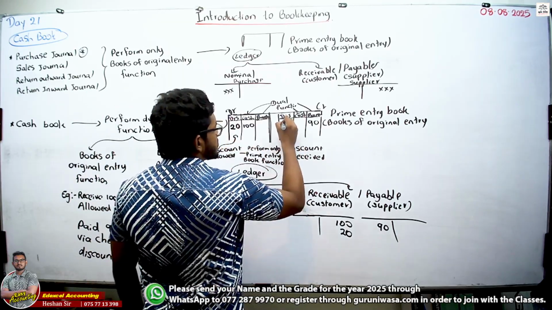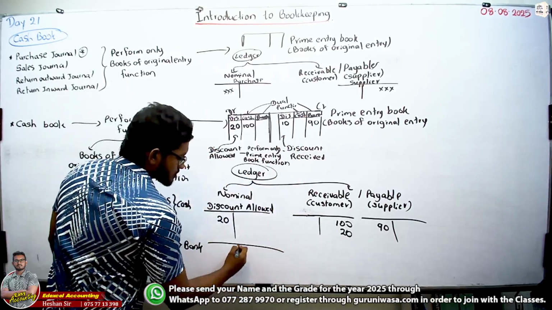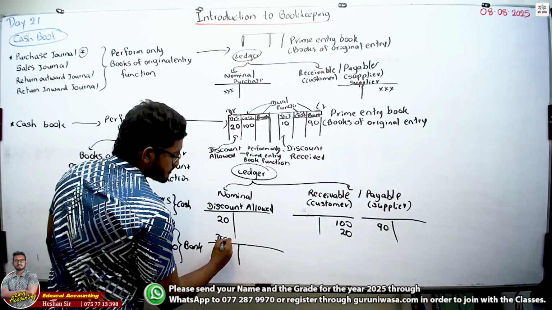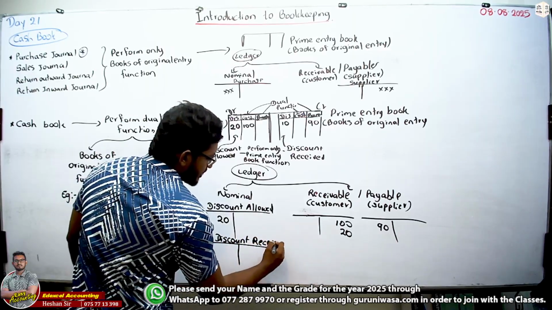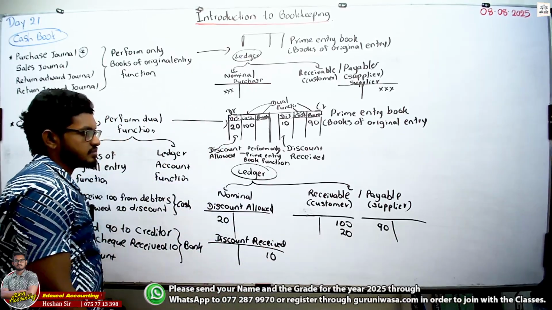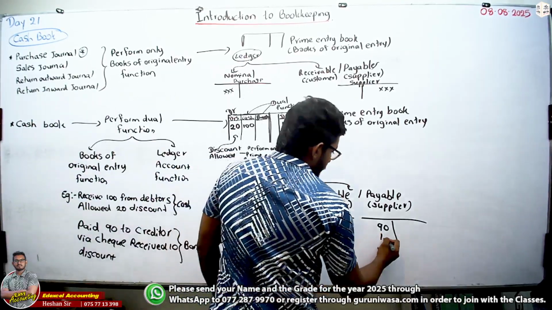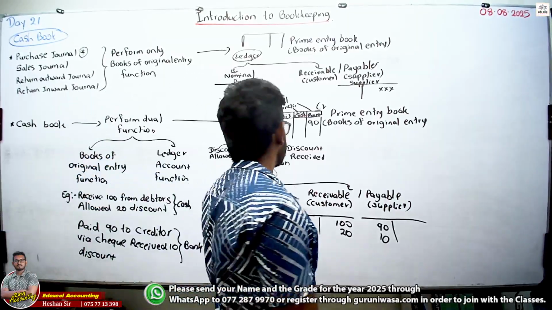Now we received 10 worth of discount. So we open discount received. It is an income. The discount column is not performing the dual function. We debit the supplier. This is credit, this is debit, right?